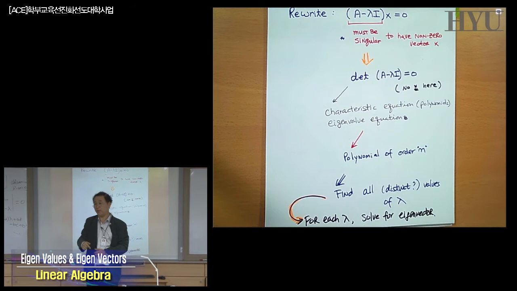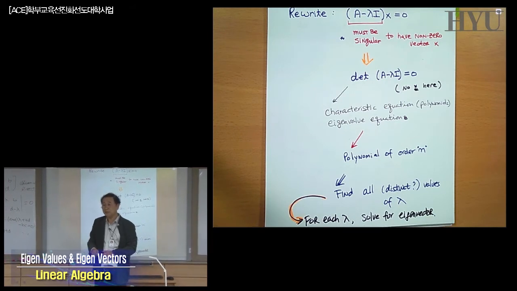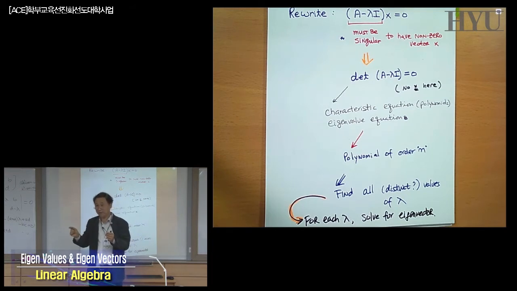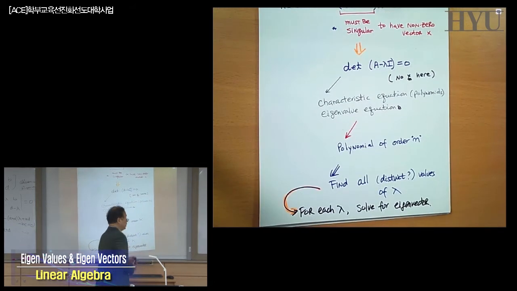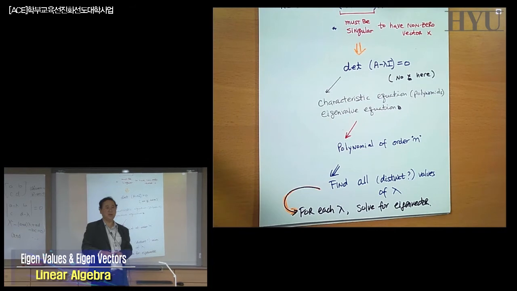Sometimes lambda has some repeated values. In the case of the identity, lambda is 1, right? For 4 by 4, lambda is 1, 1, 1, 1, right? Sometimes the values are distinct, sometimes repeated, or sometimes they are complex numbers. Then for each lambda, we solve the equation, and then we will find eigenvectors.